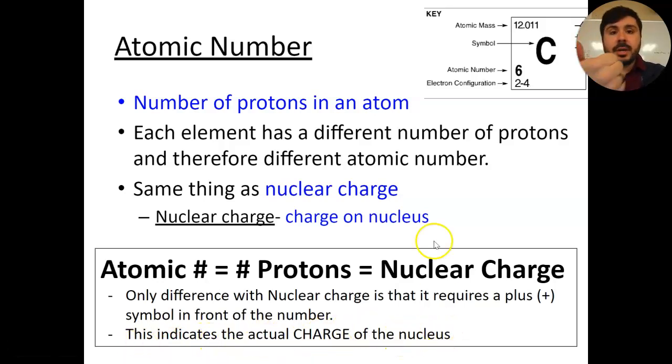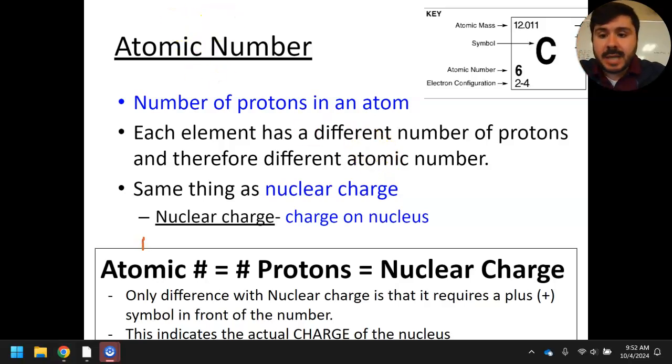So atomic number is just simply going to be 6. Number of protons is just simply going to be 6. Nuclear charge has to include the positive symbol, right? So if I write this down, atomic number is 6, number of protons is 6. But how you designate nuclear charge is not just with a 6, but with a +6, okay?